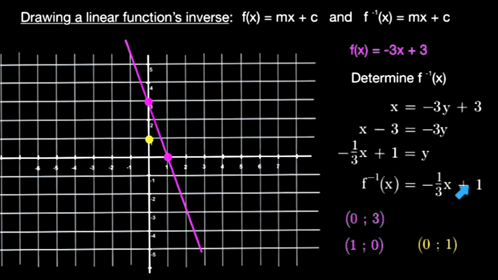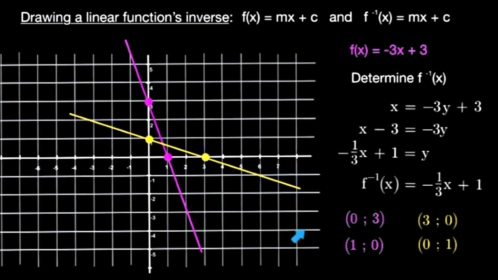Now we also want the x-intercept. To get the x-intercept, we make y 0. Then we take this constant to the other side. It becomes a -1. And -1 divided by -1/3 gives us 3. So our x-intercept is (3; 0). Let's plot that point. There it is. So here are our two points. Let's connect them, and there's our inverse drawn. Okay, nice and easy, right?